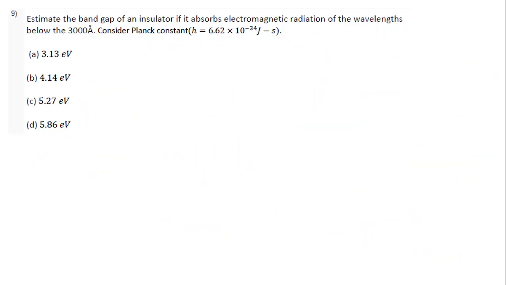Next question. Estimate the band gap of an insulator if it absorbs electromagnetic radiation of wavelength below 3000 angstrom. So it's an insulator and it absorbs all the wavelengths less than 3000 angstrom. We know energy is given by hc over lambda, or h nu. Energy is directly proportional to frequency but inversely proportional to the wavelength.